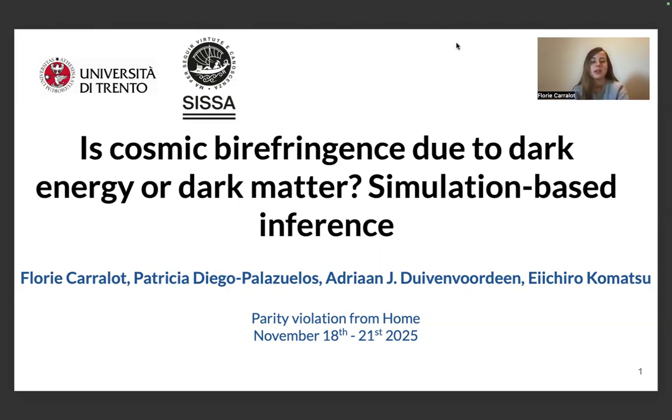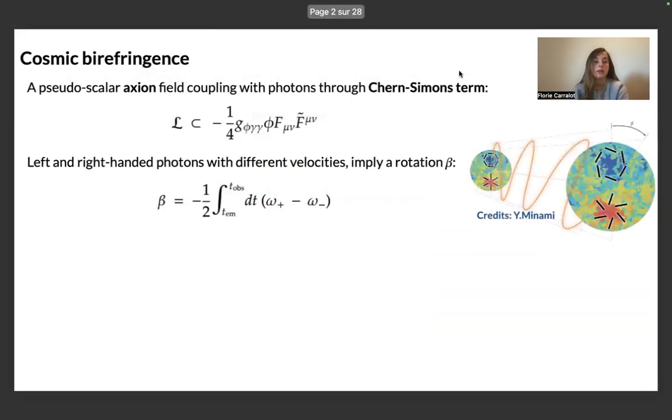So today I'm going to discuss this project about using simulation-based inference to extract information about cosmic birefringence and axion evolution from the CMB EB power spectrum. So first, a little bit of context.